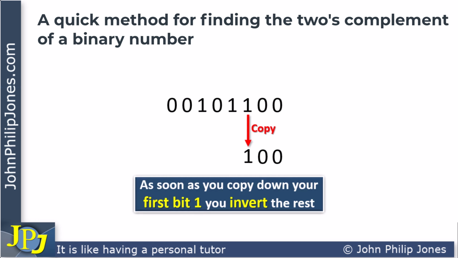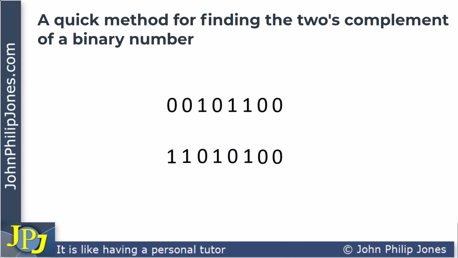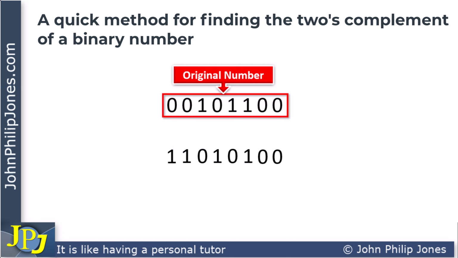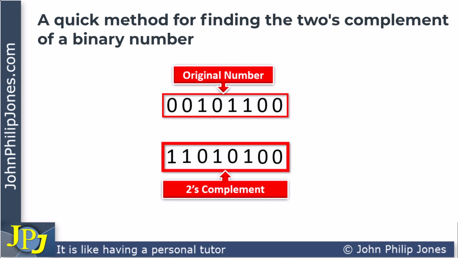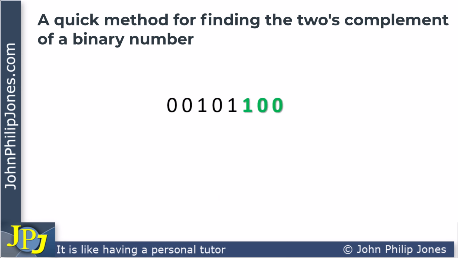As soon as you copy down your first bit 1, you invert the rest. So we can see that this is inverted from a 1 to a 0, this from a 0 to a 1, and so on for the rest of the bits. And what we end up with is this being the original number and this being the 2's complement. To summarise, we look at these bits and we copy those down. We look at these bits and what we place down here is the inverse of those bits.